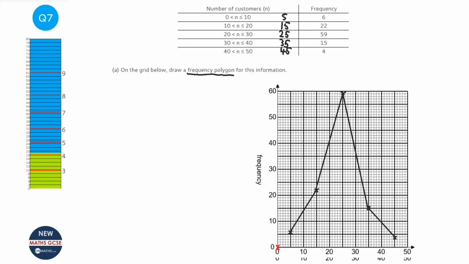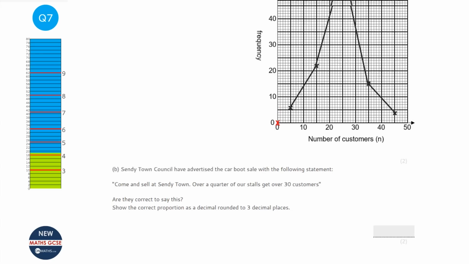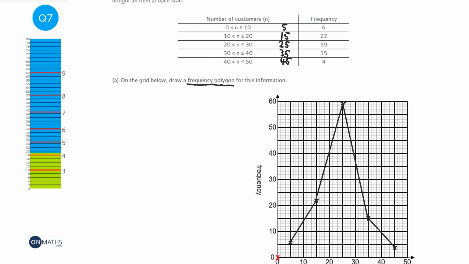Alright, so it says that the town council is saying that over a quarter of the stores get over 30 customers. So we're going to see whether that's right. So over 30 customers would be these two groups here, so 30 to 40 and 40 to 50. So that is 19 altogether. So that's 19 out of, and let's add all the rest up. So 6 plus 22 plus 59 plus 15 plus 4, out of 106.